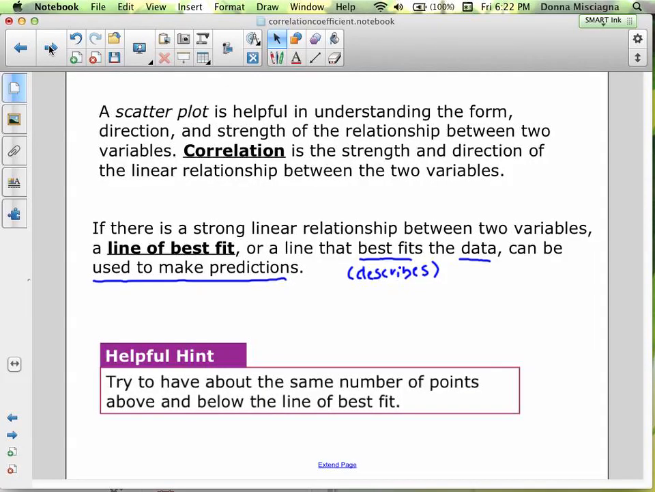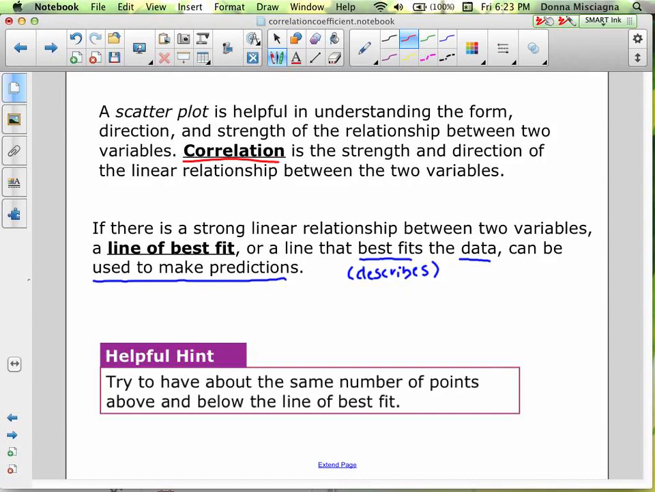A scatter plot is helpful in understanding the form, direction, and strength of the relationship between two variables. And actually we have a vocabulary word for you, and we filled this one in already. Correlation is the strength and direction of a linear relationship between two variables. So we had already filled that one in, but I'll just underline it again. And this is in your notes too. If there is a strong linear relationship between two variables, a line of best fit, or a line that best fits the data, can be used to make predictions.